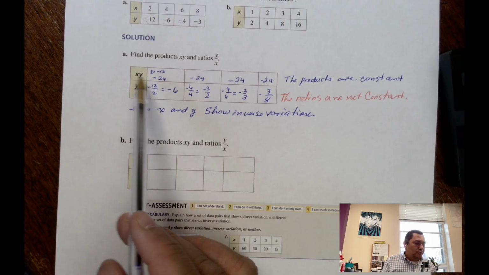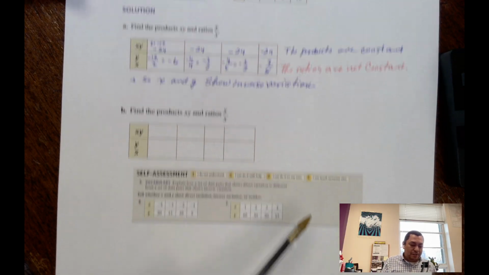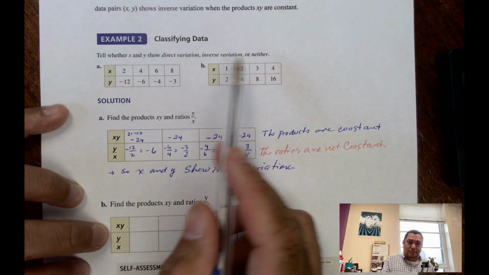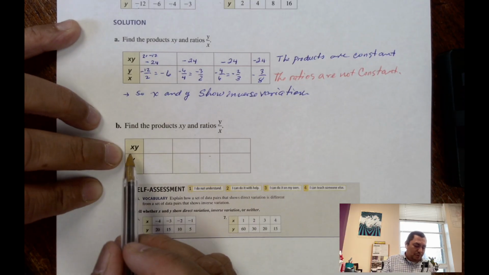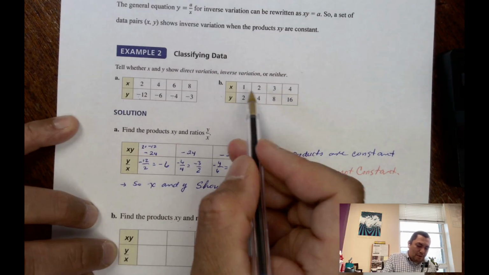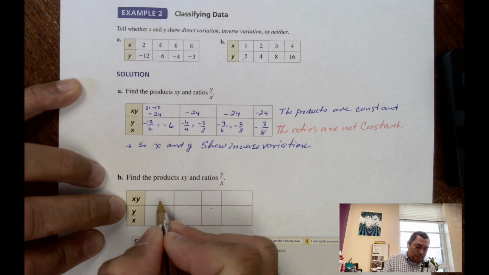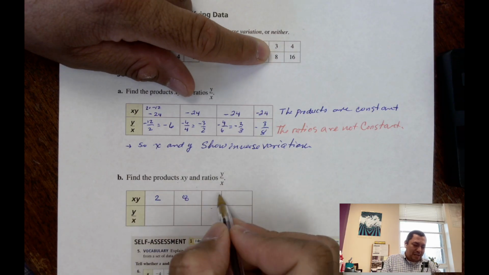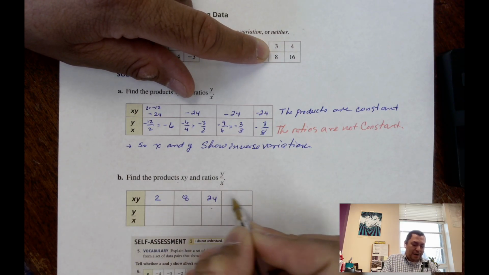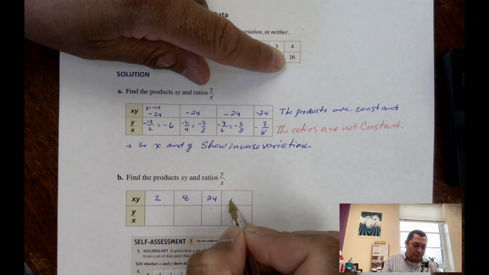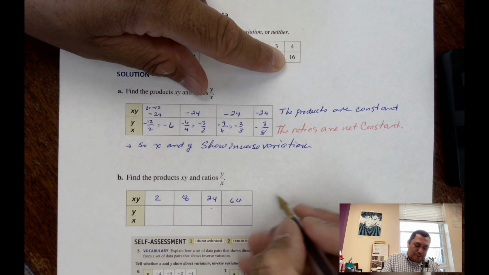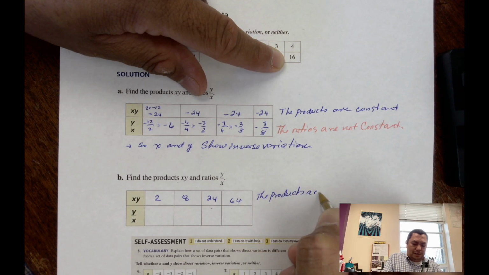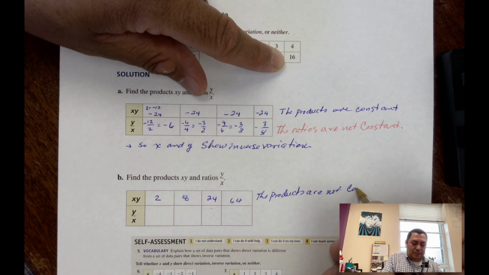Now we're going to find the products and ratios of y over x. So let's start multiplying for this one, b. We're going to start multiplying x times y. What I have: 1 times 2 is 2. Then I have 2 times 4 is 8. 3 times 8 is 24. And the last one, I have 4 times 16 is 64. So in this case, the products are not constant.